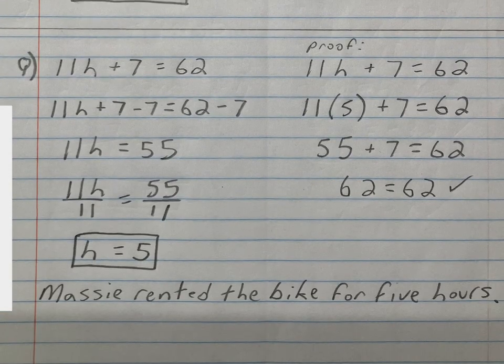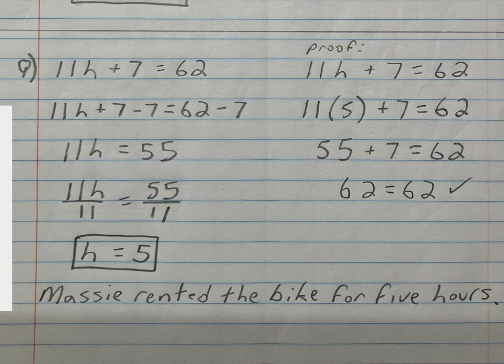Number 9. Now here's the question. Massey rented a bike from the bike shop, and the question is, if Massey pays $11 per hour times, we don't know how many hours. How many hours did he rent it for? Well, $11 per hour times the number of hours rented, plus this one $7 fee to register with the bike company or to do the rental, equals 62.